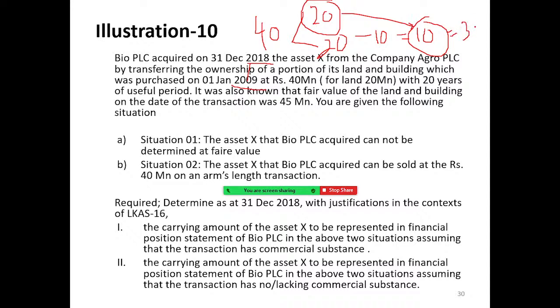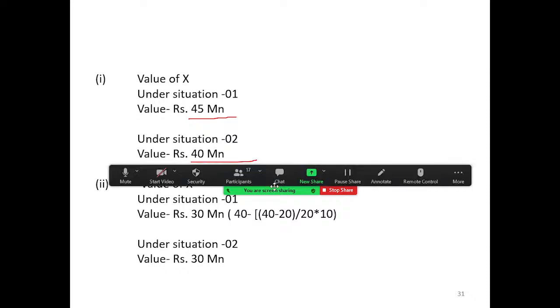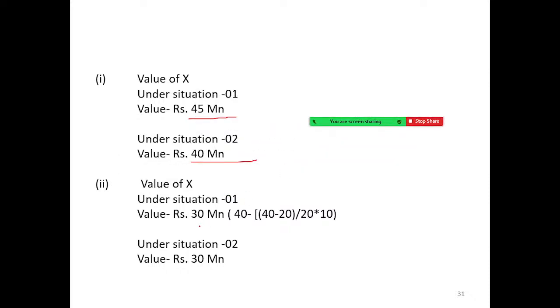So in both instances we have to take 30 million as the value of the asset. Here this is the answer: the first situation is 45 million, the second situation is 40 million, and where there is no commercial substance, we have to take the carrying amount.